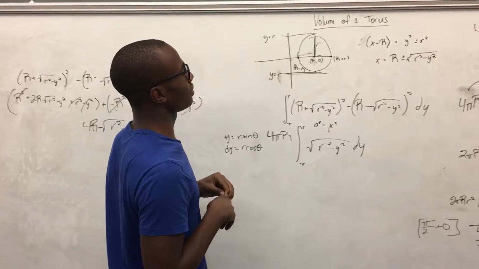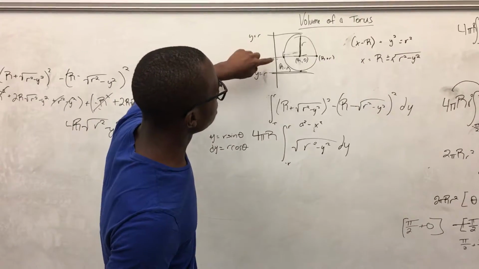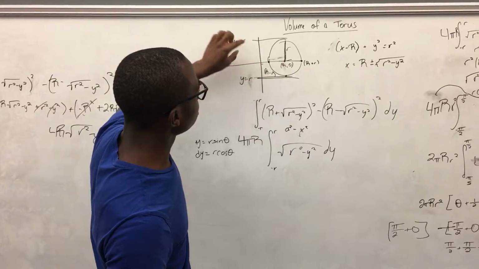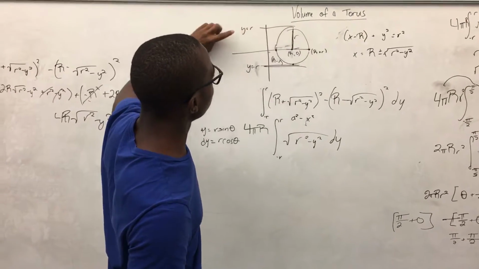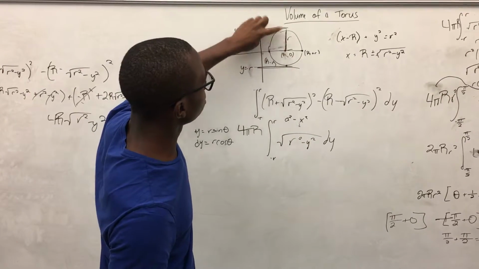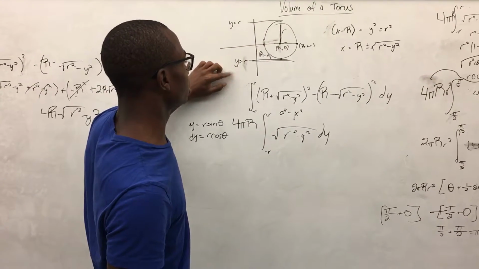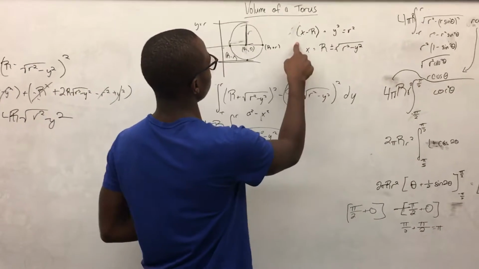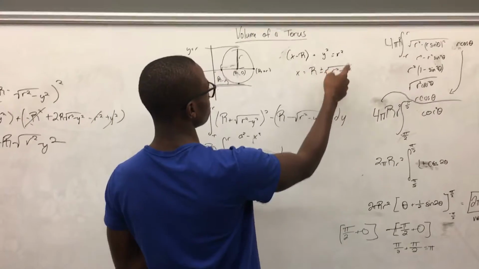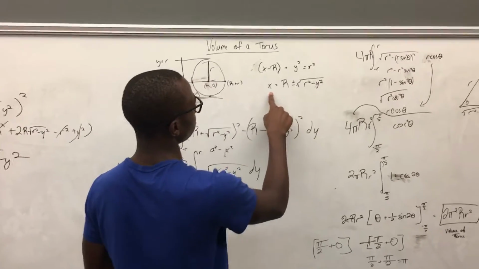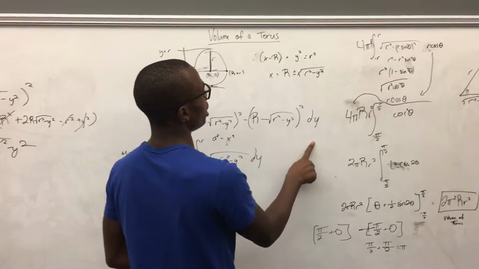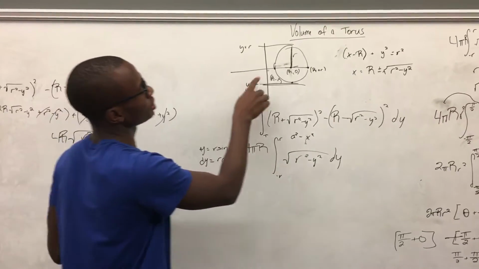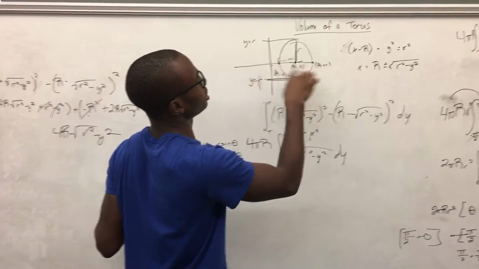And so I found the points, because this is centered at y is 0, the points where the circle intersects are y equals r, which is the radius of the circle, and y equals negative r. And so what I did, I took the equation of this circle, (x minus R) squared plus y squared equals r squared, and I solved for x, so I could plug into the integral using dy. And so when you rotate this using dy's, let's say we're going to use the cross section at 0.